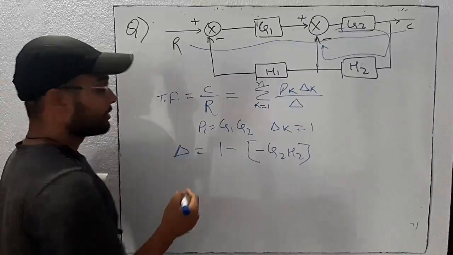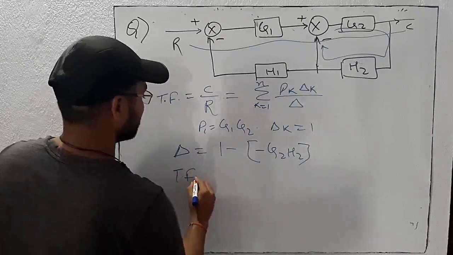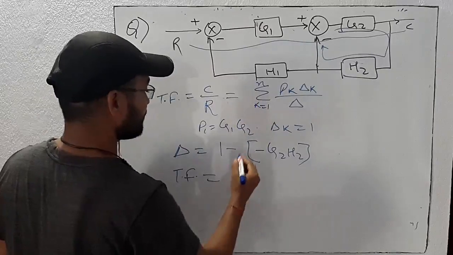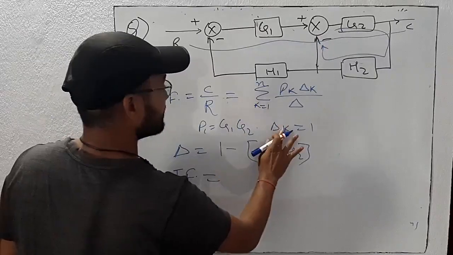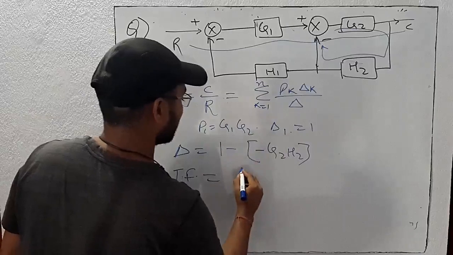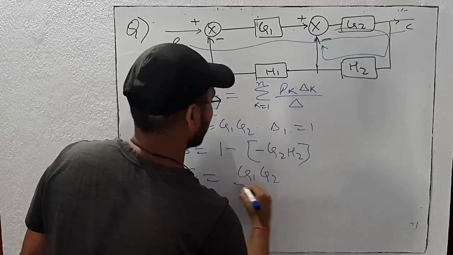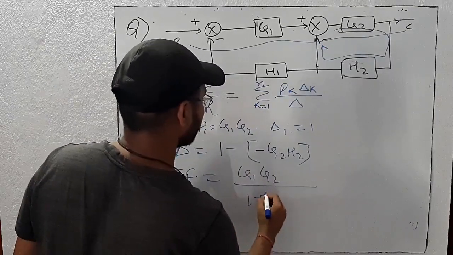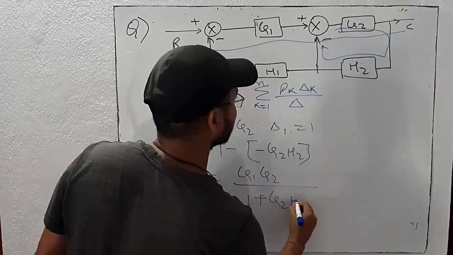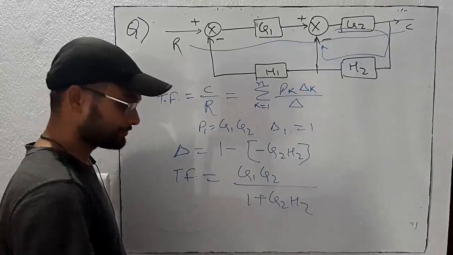So now, what will be the transfer function? Transfer function is equal to Pk del K by delta. So P1 into del 1 is equal to G1 G2 by 1 plus G2 H2. So this is our answer.